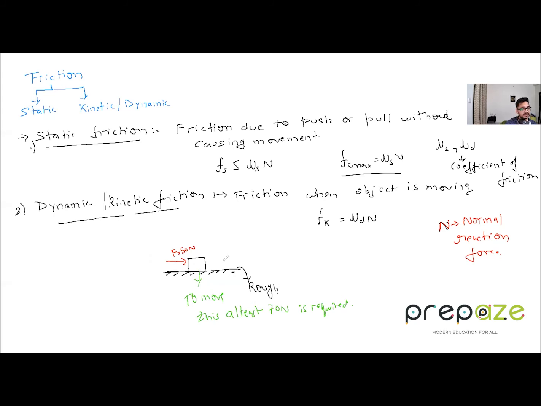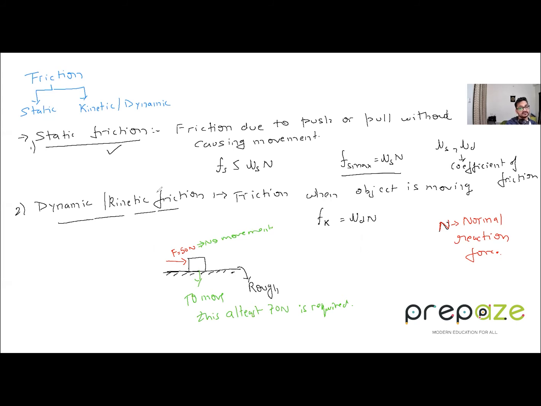Okay, to move this, will the 50 Newton force be able to move it? No, it will not be able to move. Okay, now the object implies no movement. If the force is only 50 Newtons, no movement. That is, if there is no movement, what kind of friction is acting? It is static friction right now.